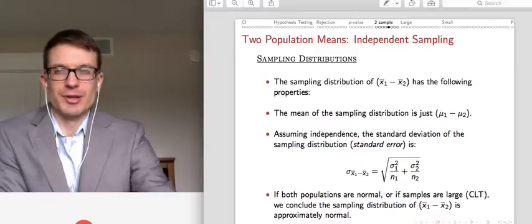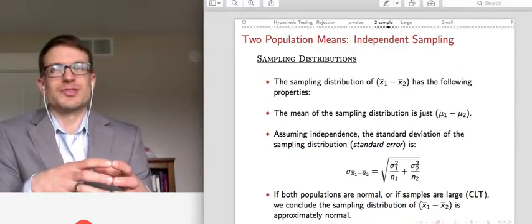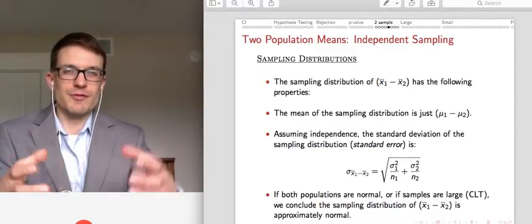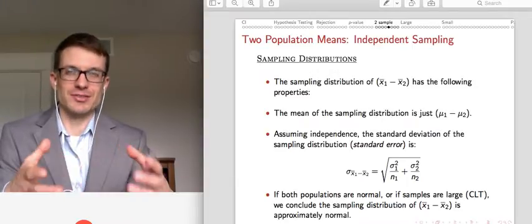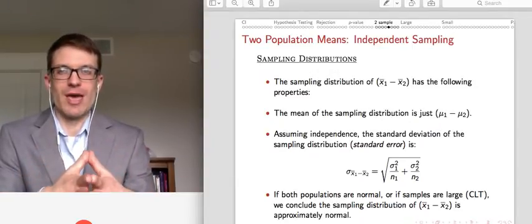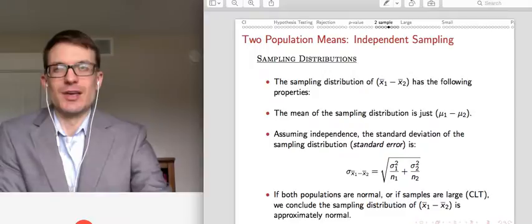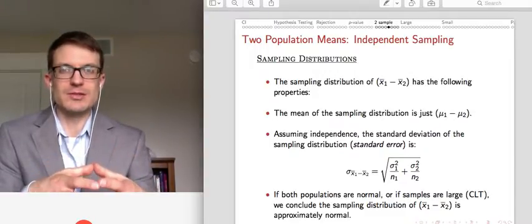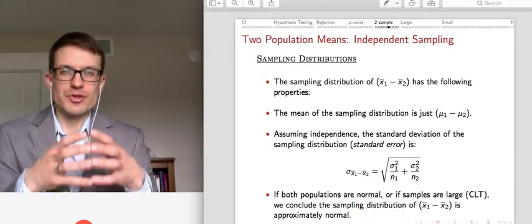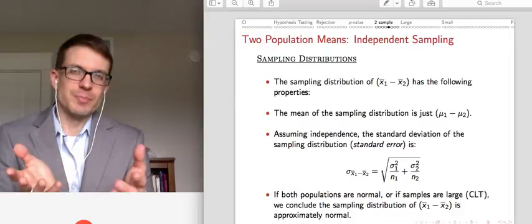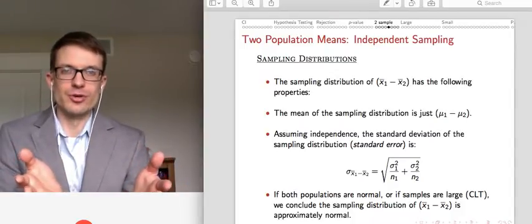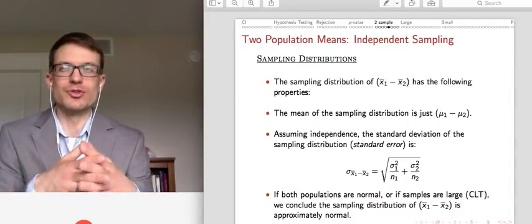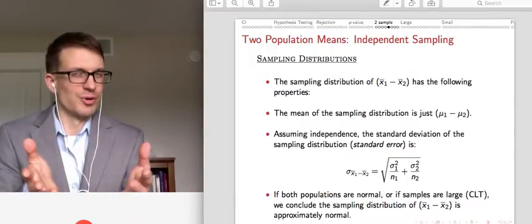Like any sampling distribution, the sampling distribution of the difference of sample means has as its mean the population parameter. This means that in this case, the expected value of the sampling distribution of the difference of means is just the difference of population means. So for instance, the expected value of x bar 1 minus x bar 2 is just mu 1 minus mu 2. That's pretty predictable, right?